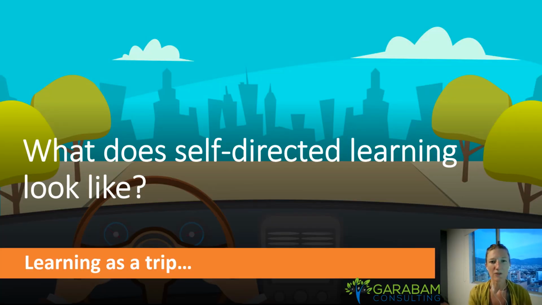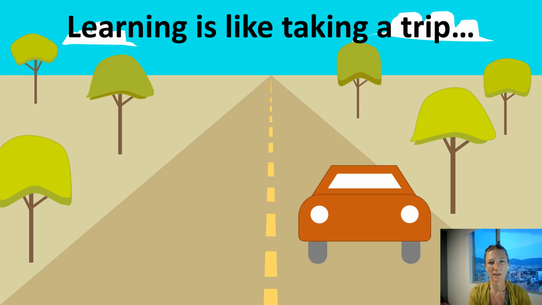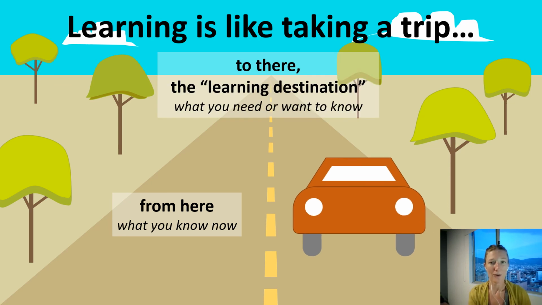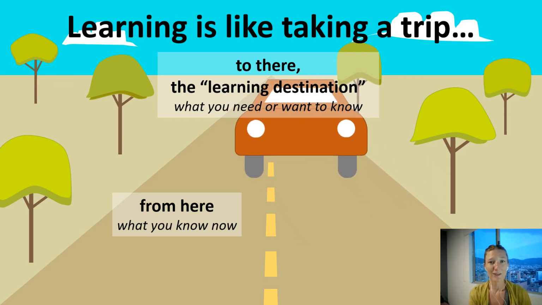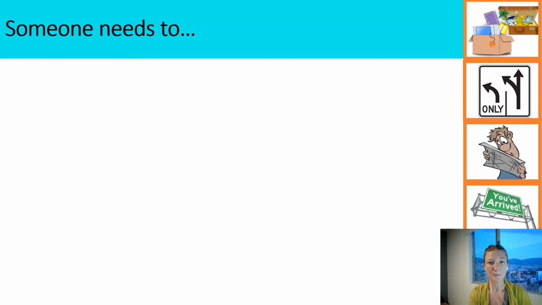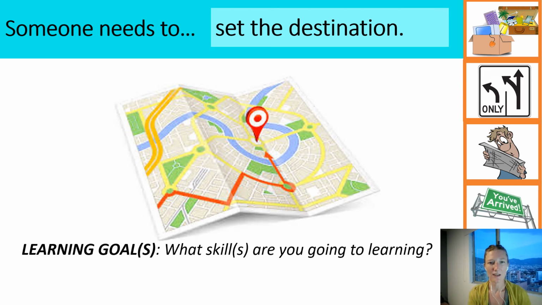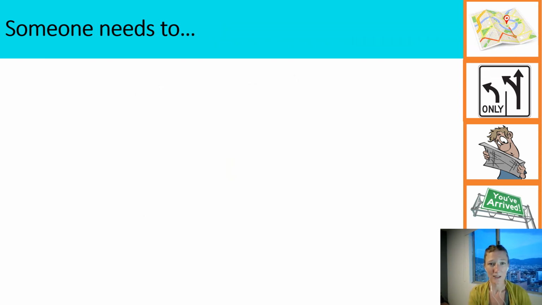So what does self-directed learning look like? Let's see what it looks like if we think of learning as a trip. Learning is like taking a trip. So you're going from here, what you know now, to there, the learning destination, or what you need or want to know. Someone needs to set the destination, think about learning goals, what skills you're going to learn.